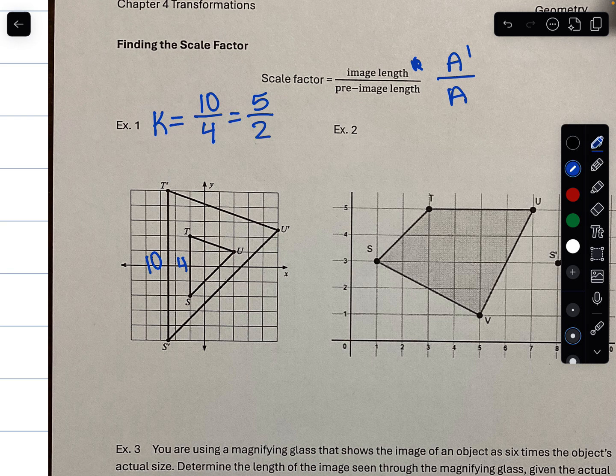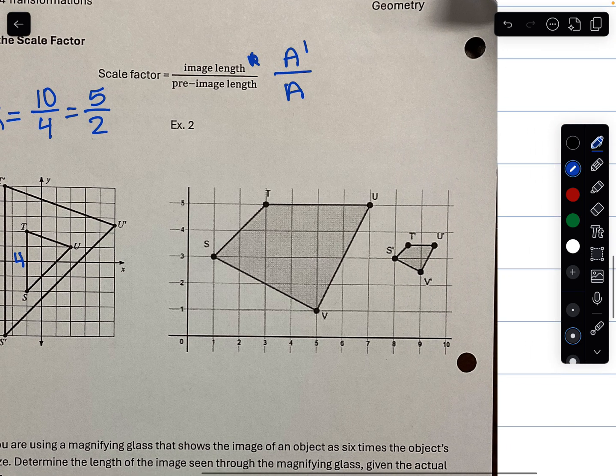All right, same idea with example 2. What side length would I look at here? TU, right? The one that is going along horizontal. Okay, so I would start with prime because that's what we're putting on top. How far is it from T prime to U prime? 1. Okay, what about from T to U? 4. Can't simplify it, so my scale factor here is 1/4.